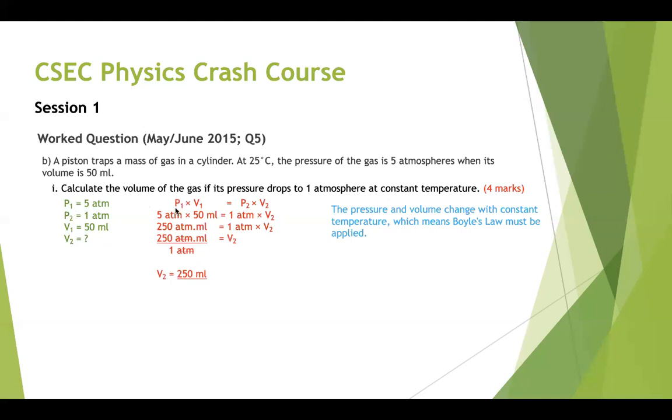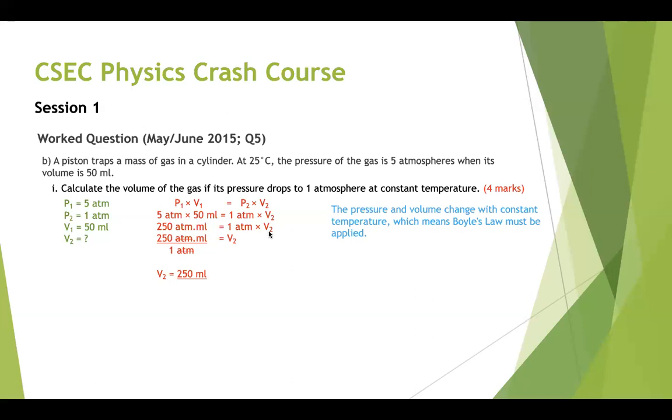So we can multiply our initial pressure times our initial volume, and that should be equal to the final pressure multiplied by the final volume. So we can just substitute our values. P1 is 5 atmospheres, V1 is 50 milliliters, P2 is 1 atmosphere, and we want to find V2. Of course, we can simplify this side of the equation. 5 times 50 is 250, and we can write our unit here. You don't have to, but you can. And you can't simplify this side any further because we still have this unknown.